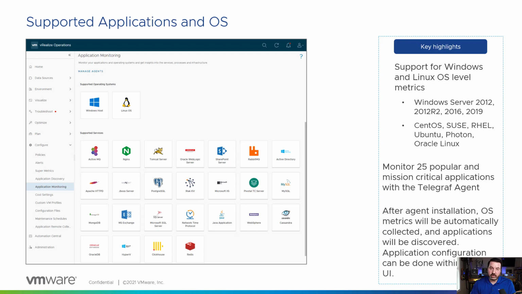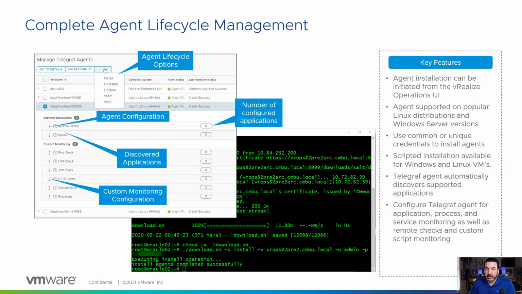So again, we have 25 of the most common applications available out of the box through the vRealize Operations Telegraf agent. Once we install that agent, we're automatically going to pull in those OS level metrics, and the Telegraf agent will discover what applications are installed on there. And again, we support Windows and Linux OSs, and we've already covered what versions and flavors are supported. Like I mentioned, the complete lifecycle of the agent is configurable within the vRealize Operations UI, but there's also a scripted based install.